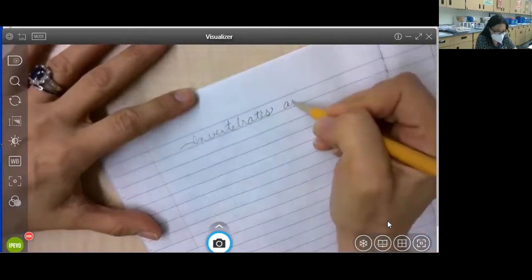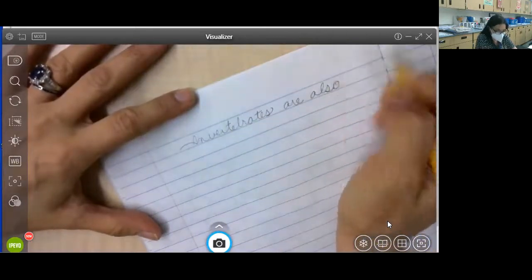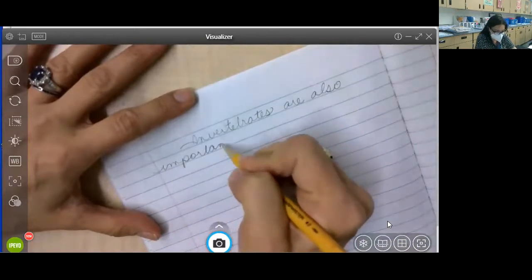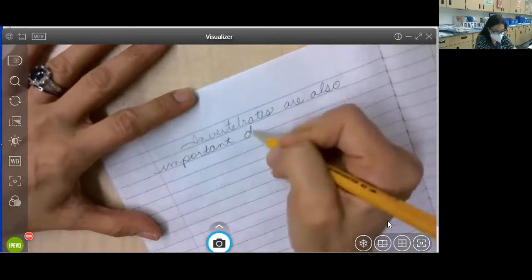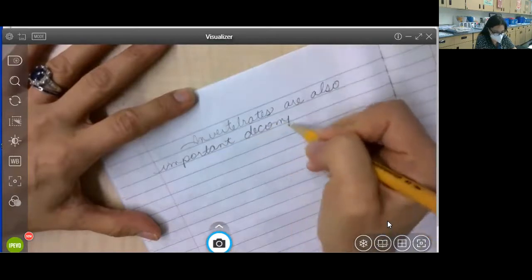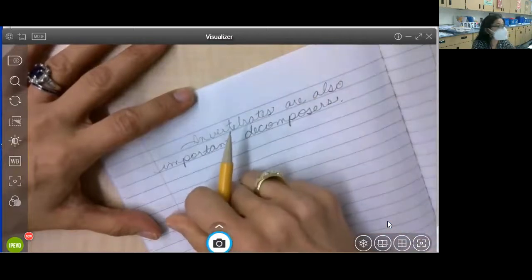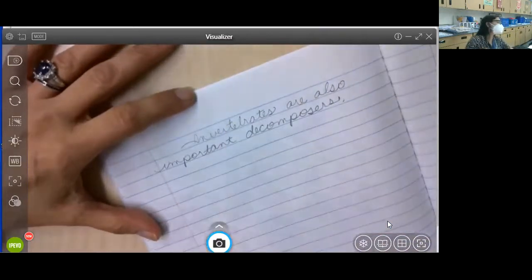Invertebrates are also important... what? Decomposers. Okay? For example, oh, wait a minute, we already used the words for example.